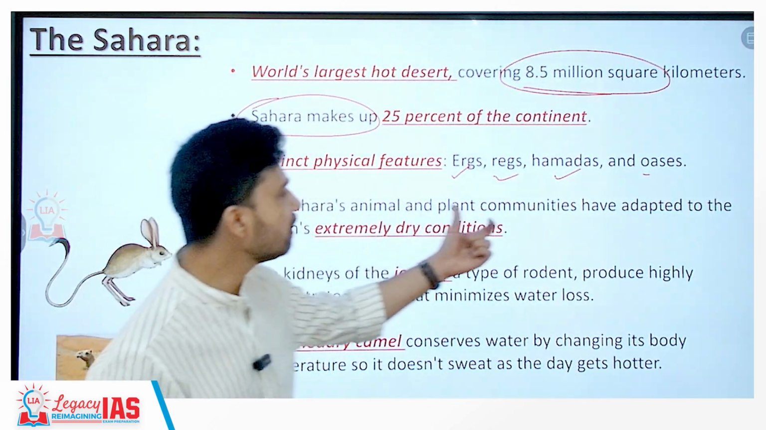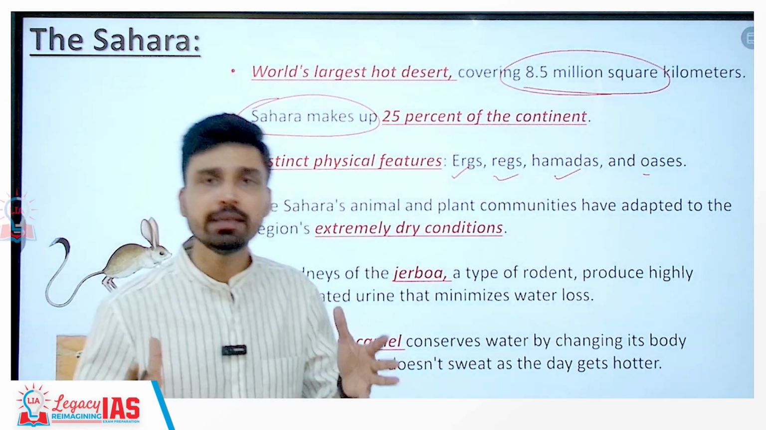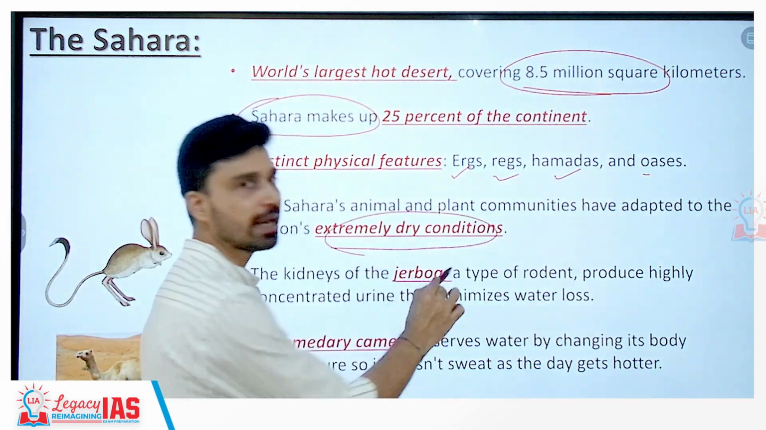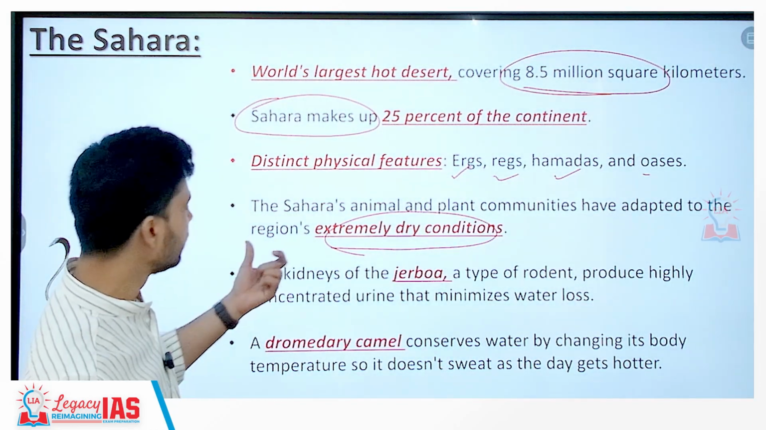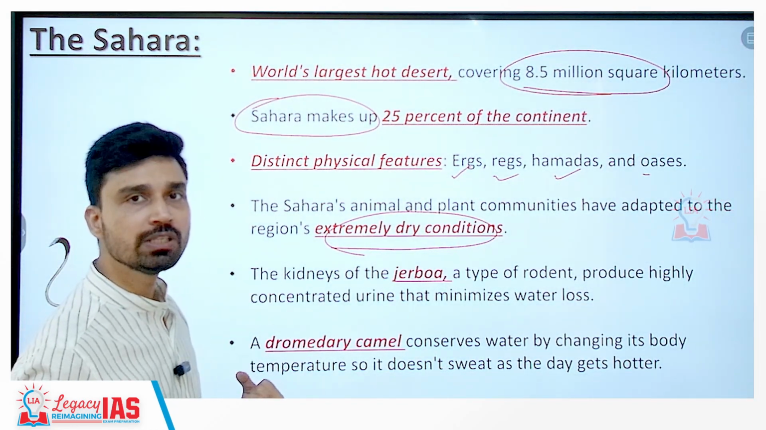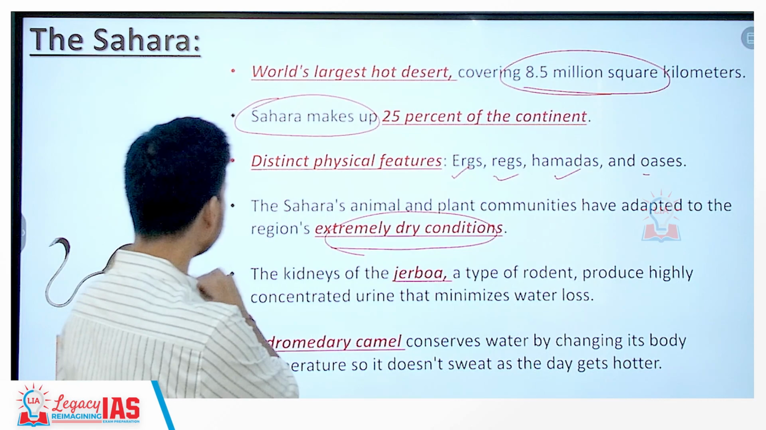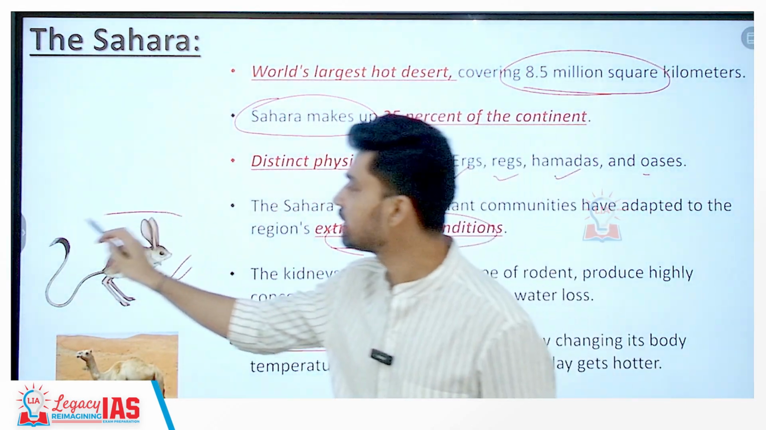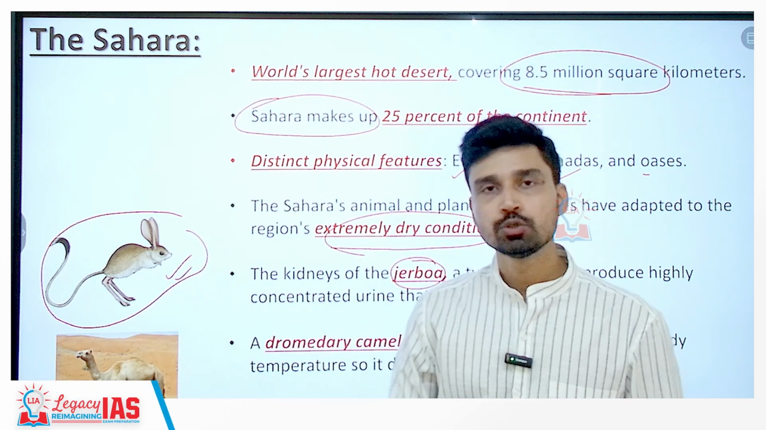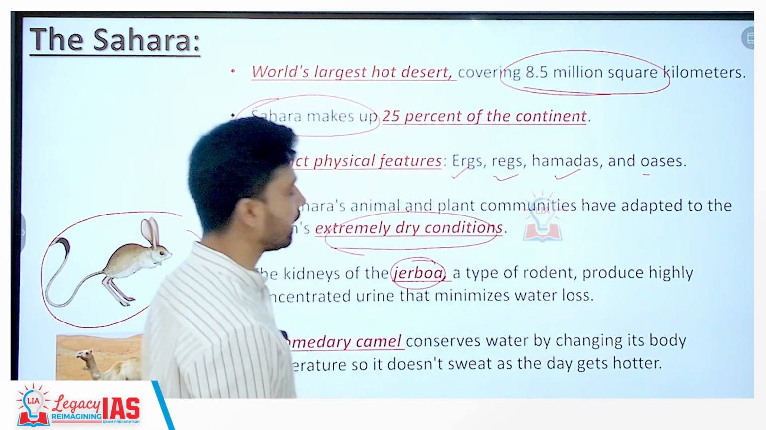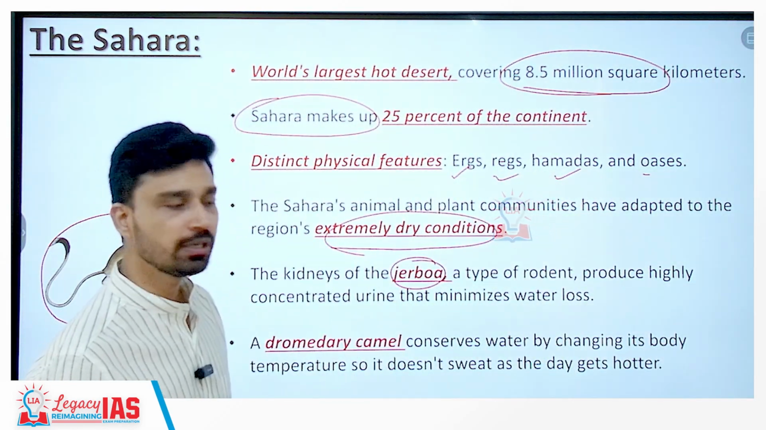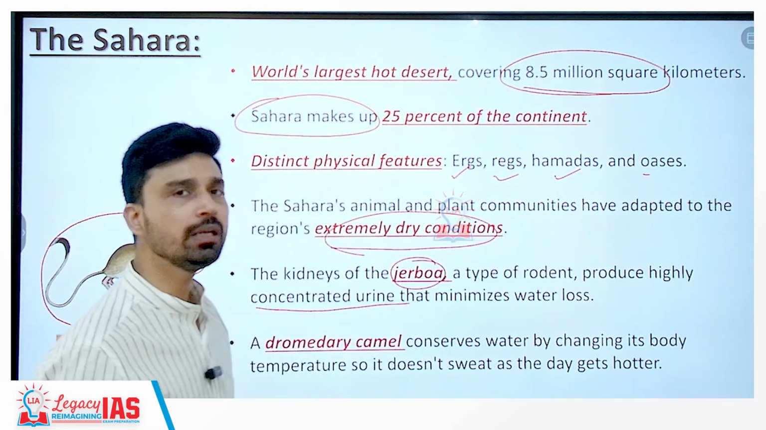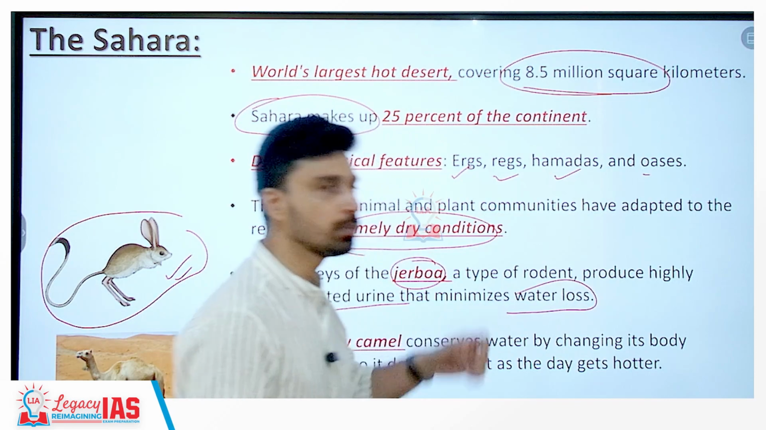Now, Sahara's animal and plant communities. Obviously it is a very dry area, there is a lack of water, so they have adapted to this extremely dry condition. And two very good examples of this we can look at here. One example is a rat-like animal, a rodent, called a jerboa. The jerboa lives in the Sahara Desert, and to adapt to this dry condition, it produces highly concentrated urine that minimizes the water loss from the body.